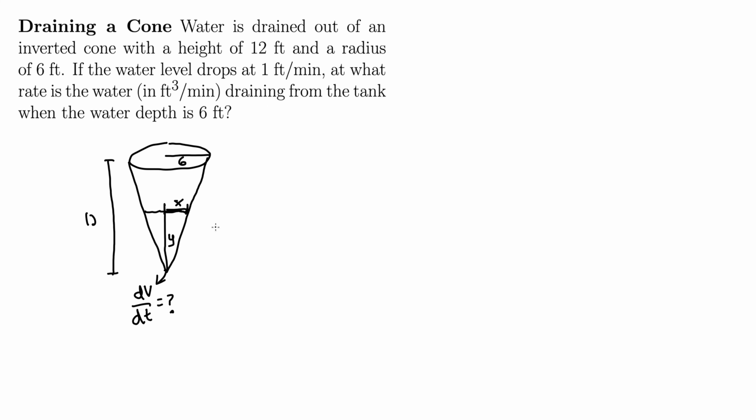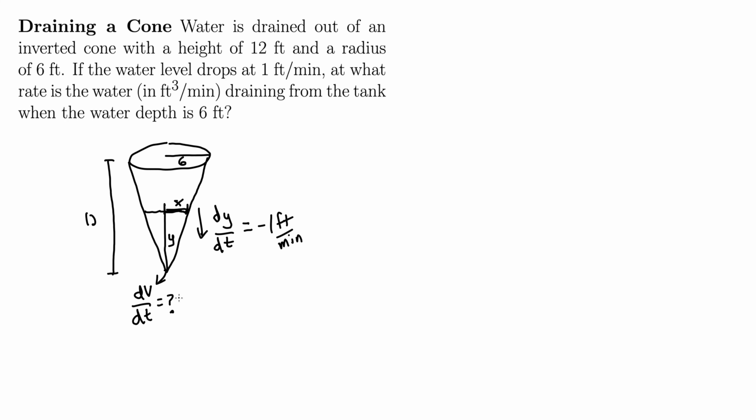Well, it's asking at what rate is the water draining from the tank? So that's what we don't know, but we're also given that we have some dy/dt, because this water is going down at a constant rate, -1 foot per minute. I'll use -1 because it's going down. You can use negatives for things that are getting smaller and decreasing, and positives for things that are increasing.